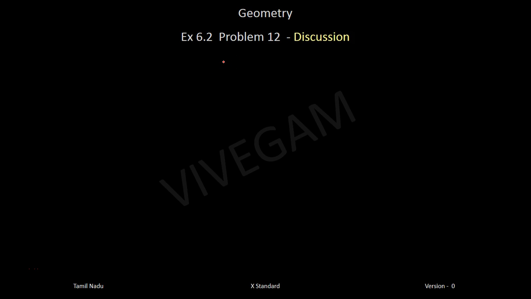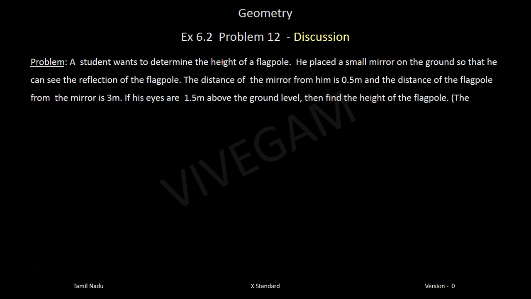Exercise 6.2 Problem 12 Discussion. A student wants to determine the height of a flagpole. He placed a small mirror on the ground so that he can see the reflection of the flagpole.